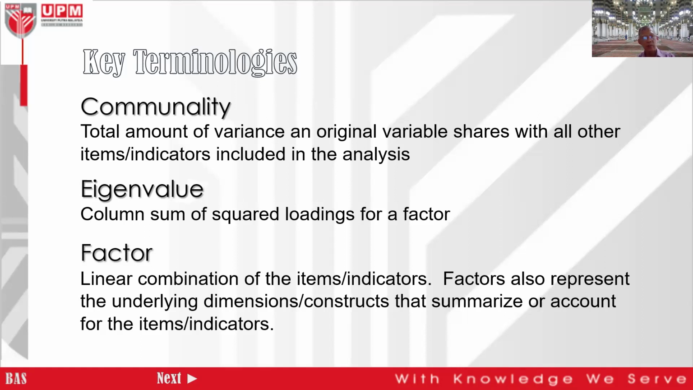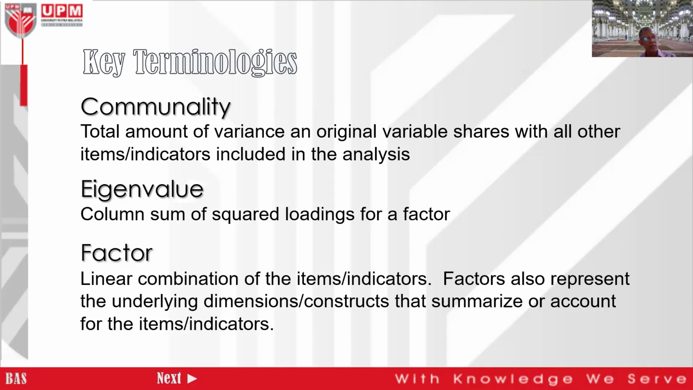Second will be eigenvalue. We use eigenvalue in many of the statistical analyses, especially when we talk about factor analysis. When we go for the eigenvalue, we are referring to the sum of squared loadings for each column. If we are given the factor loading for each of the items, and we square that factor loading and then get the total, that total is the eigenvalue. That eigenvalue is the column sum of squared loadings for a factor. That means factor 1, factor 2, factor 3, depending on how many factors you have.